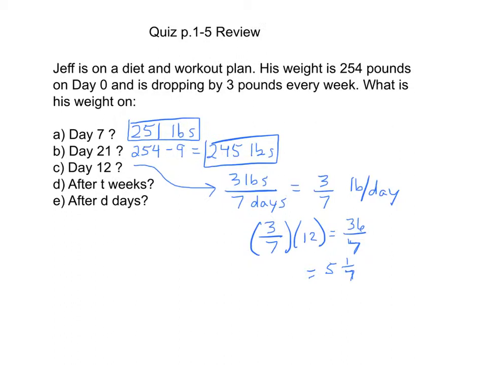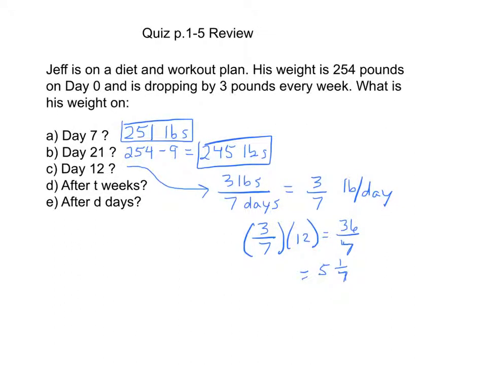So the question is, how much do they weigh? So you have to take 254 minus 5 and 1/7. And that's what, 248 and 6/7? 248.858. 248 and 6/7 pounds.